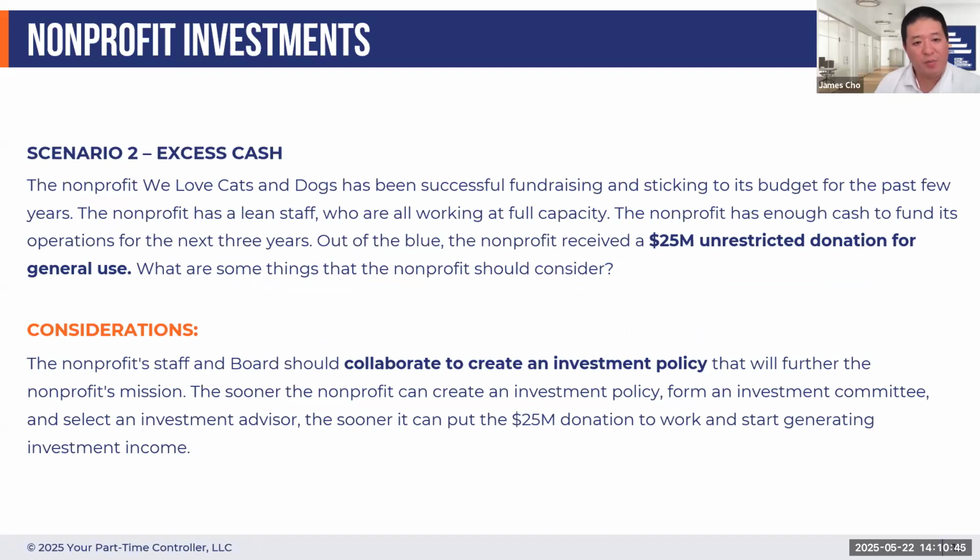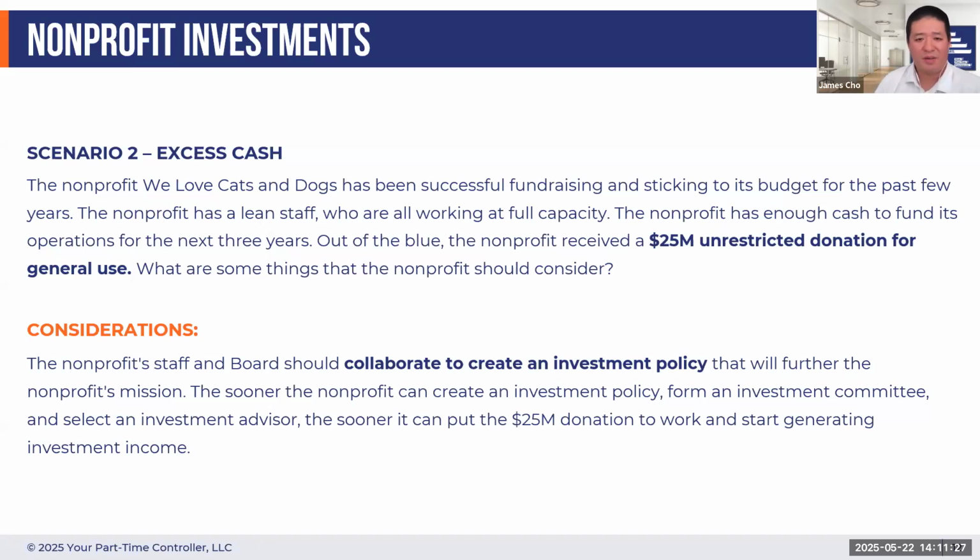So the nonprofit staff and board should collaborate to create an investment policy that will further the nonprofit's mission. The sooner the nonprofit can create an investment policy, form an investment committee, and select an investment advisor, the sooner it can put the $25 million donation to work and start generating investment income. This is loosely based on one of my clients. In my client's situation, the nonprofit was very busy. They had a lean staff, all working long hours each day. And it took almost a year to finally get that $25 million into an investment account.